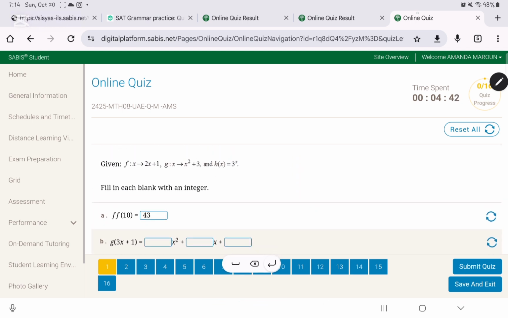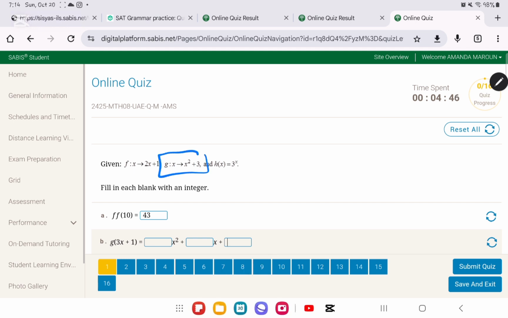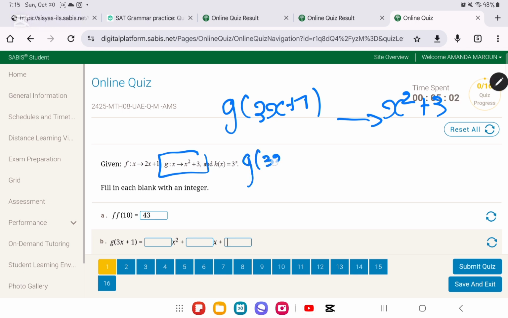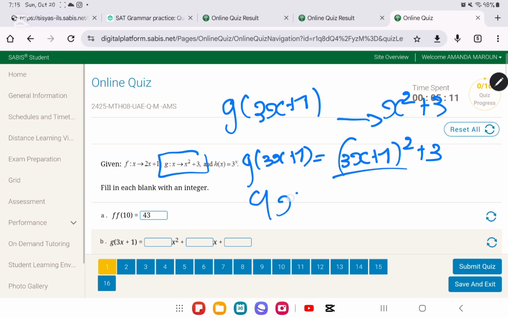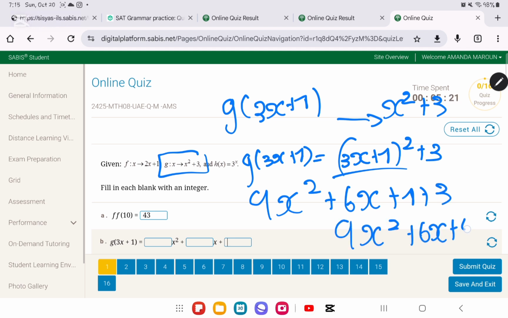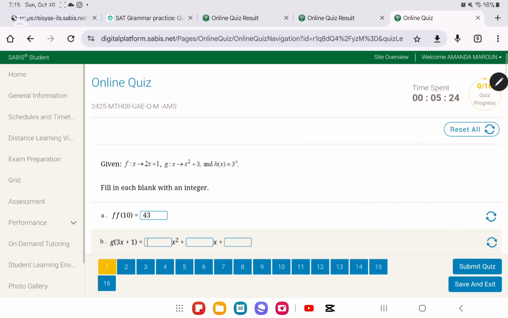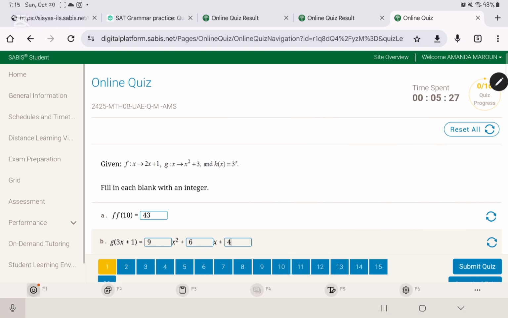Now g(3x plus 1). We're going to search for function g. This is function g. They need us to find g(3x plus 1), knowing that the function is x squared plus 3. That means every x we're going to replace it by 3x plus 1. So now g(3x plus 1) is equal to (3x plus 1) squared plus 3. This becomes 9x squared plus 6x plus 1 plus 3. So then the final answer is 9x squared plus 6x plus 4. So the answer here is 9, 6, and 4.